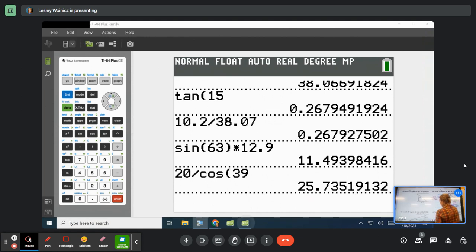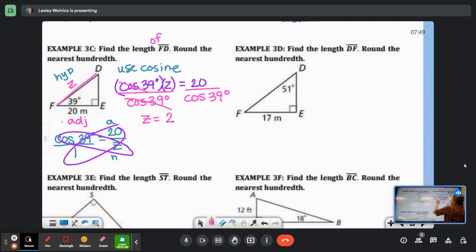25.74. I'm going to remember my units. These are meters. Oh, and that was FD.